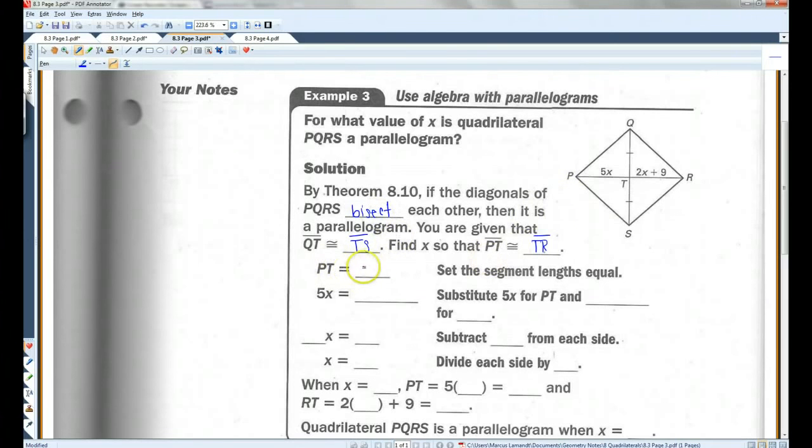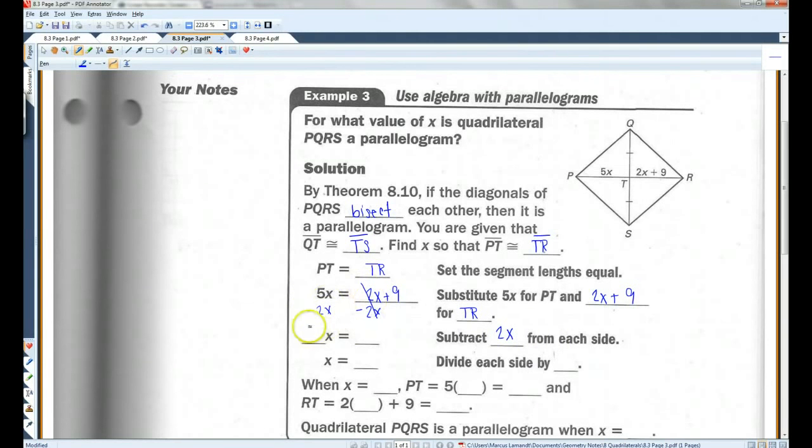Alright, so let's imagine PT equals TR. That would mean that 5x equals 2x plus 9. I substituted 5x for PT and 2x plus 9 for TR. Let's subtract 2x from each side.